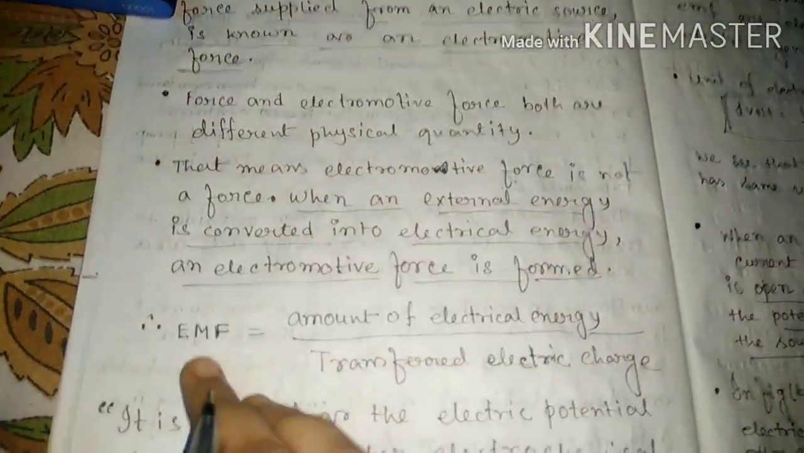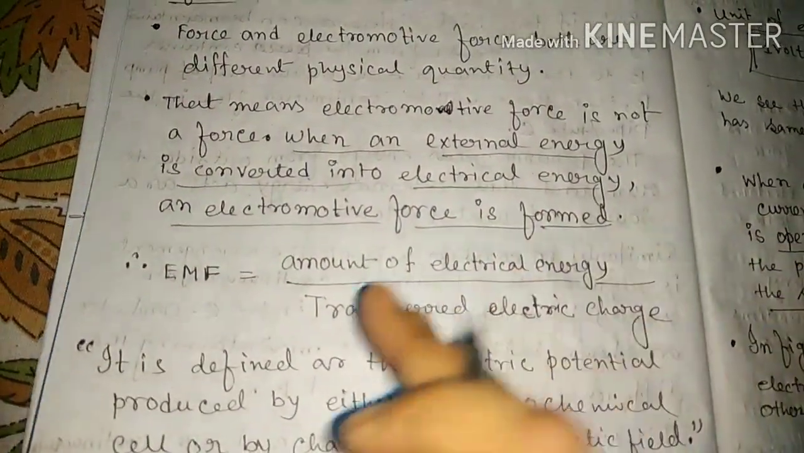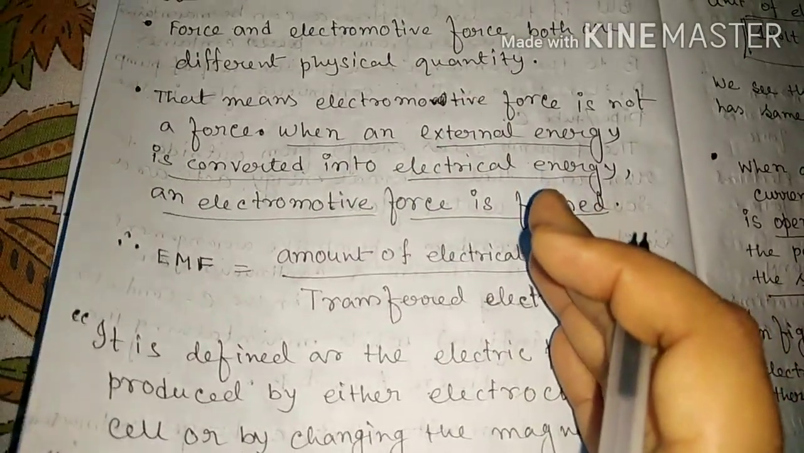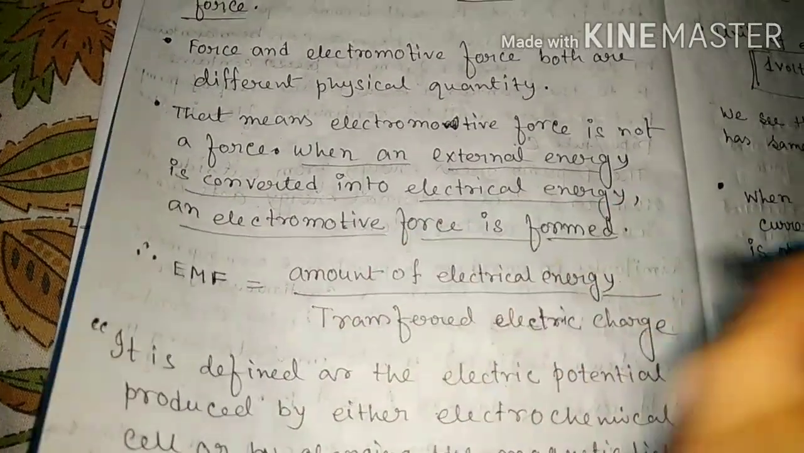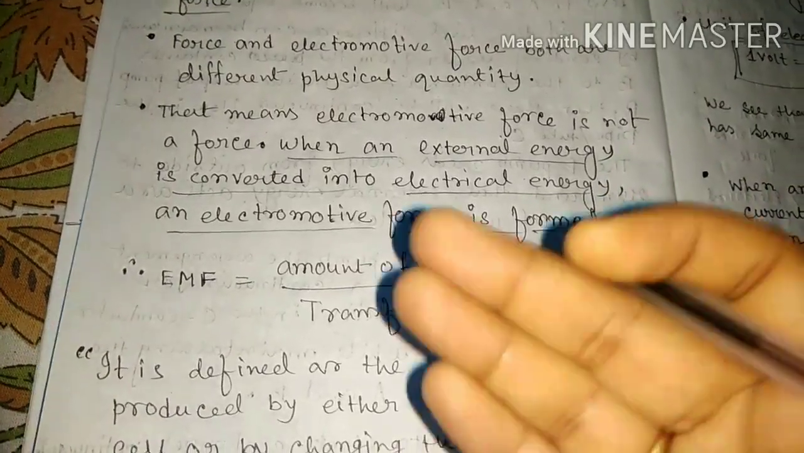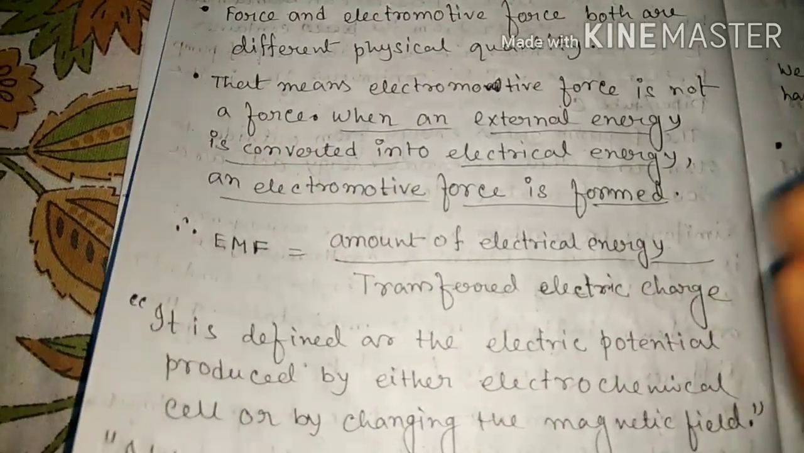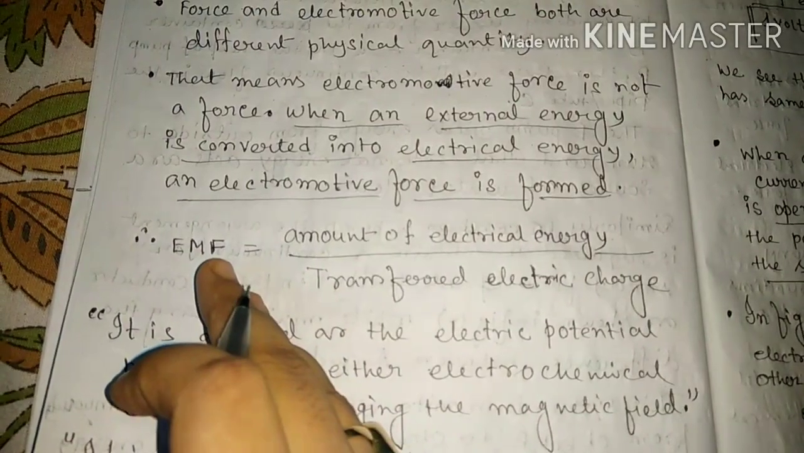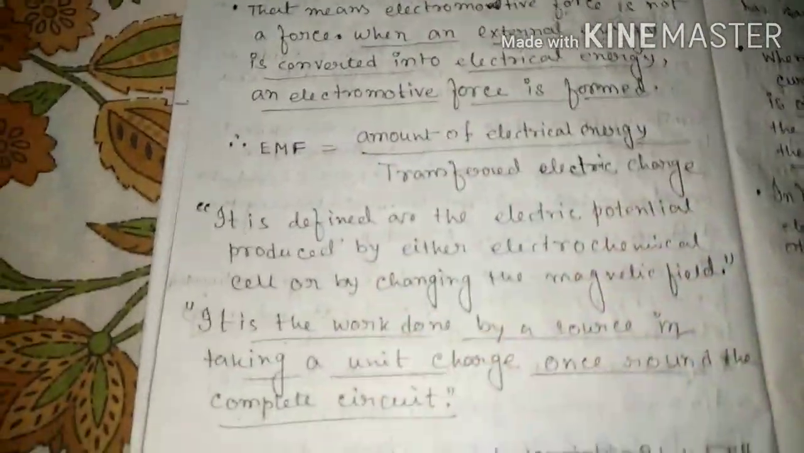So we can say that electromotive force equals the amount of electrical energy divided by the transferred electric charge. The amount of electrical energy means work done, per unit charge Q. So EMF equals W by Q, work done per unit charge. In one phrase, electromotive force is work done per unit charge. There are many ways we can define it.